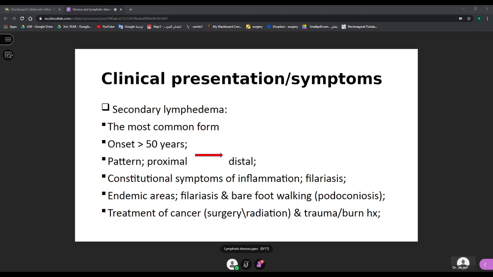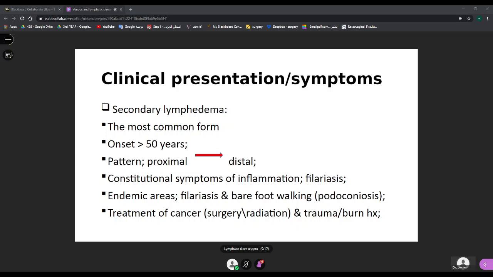Primary lymphedema usually presents at or below the age of 35, and secondary lymphedema usually presents later than that, at or above the age of 50 years. So this is one factor to differentiate between primary and secondary. The other factor: I have mentioned that in primary lymphedema, it usually involves the foot, and then it might extend proximally to involve the proximal part of the lower limb. While in secondary lymphedema, it's actually the opposite, in that the disease first of all starts proximally, and then it might extend distally.